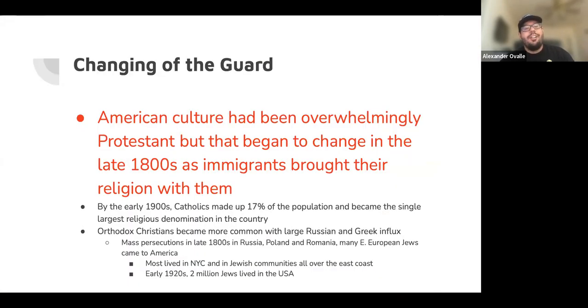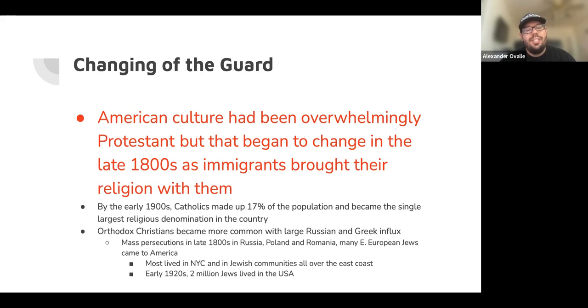All right, changing the guard. American culture had been overwhelmingly Protestant, but that began to change in the late 1800s as immigrants brought their religion with them. By the early 1900s, Catholics actually made up 17% of the population and became the single largest religious denomination in the country. Orthodox Christians became more and more common with large Russian and Greek influx.